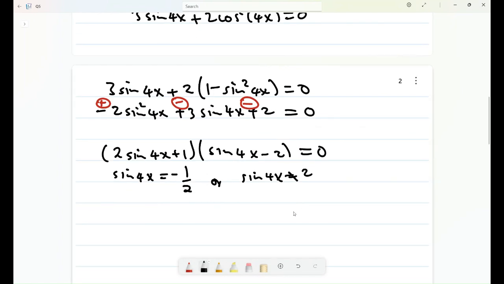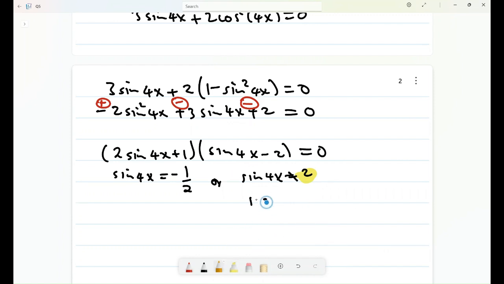Now, let me remind you, we are saying sine 4x is not equal to 2 because the sine graph has an amplitude of 1 to -1. So it is above this one. 2, it is above, okay? So there's no such graph unless here it is 2, okay?